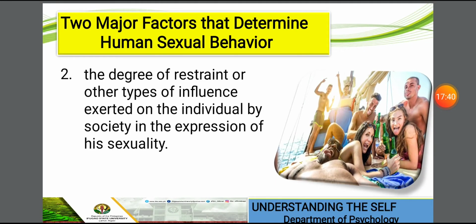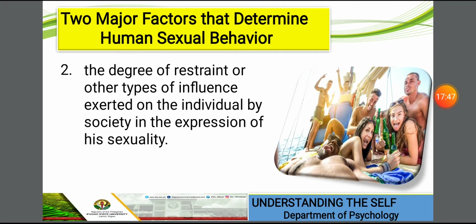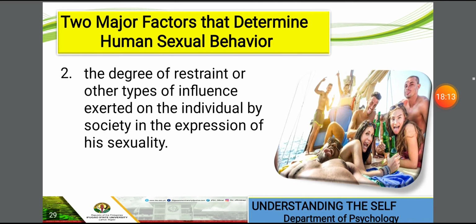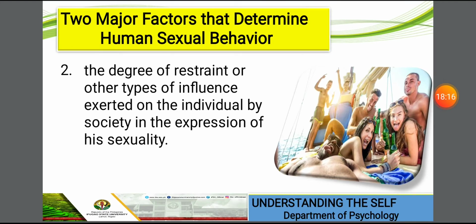There are two major factors that determine human sexual behavior, one of which is yung na-describe kanina, and of course the second is the degree of restraint or other types of influence exerted on the individual by society in the expression of his sexuality. An example of which is already depicted in the illustration, okay, that whenever you are with guys or a certain flock or a certain crowd, you'll somehow be influenced with their sexual behavior. So better yet, of course, select whom we join with so that we'll also have healthy sexual expression.